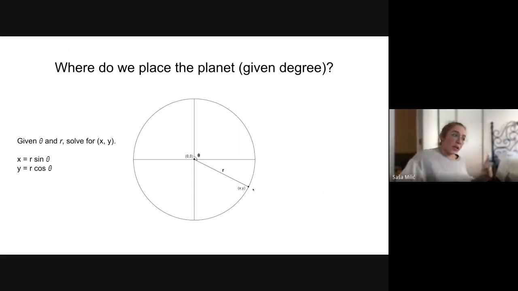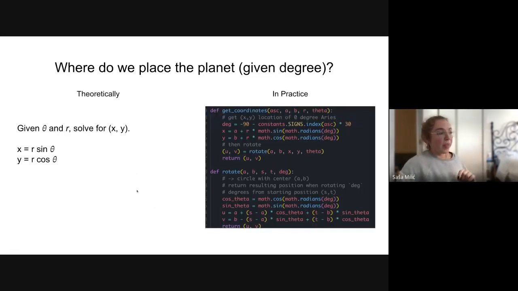So I know the degree, how do I figure out where to place it on the ring? At a high level, this is relatively simple high school geometry. Given a radius and a degree, you can figure out the XY position. However, and I apologize, this is meant for a technical audience, but I'll try to keep it high level. This also depends on the ascendant, because depending on the ascendant, where 0 degrees Aries is changes on the actual image.